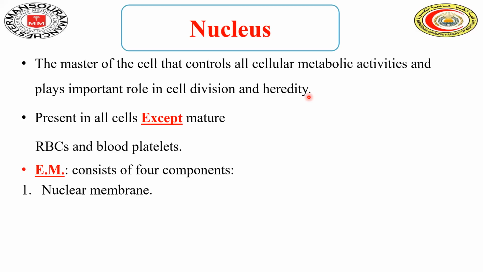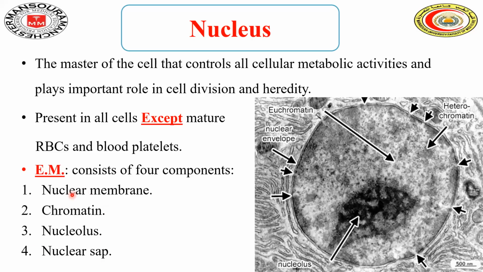By electron microscope, the nucleus is formed of the nuclear membrane, which surrounds the nucleus, separating it from the cytoplasm; chromatin, which is the material from which the chromosomes are formed; the nucleolus, a very small structure present inside the nucleus; and lastly, the fluid filling the spaces between the chromatin and nucleolus, called the nuclear sap, similar to the matrix of cytoplasm. These four components together represent the components of the nucleus.